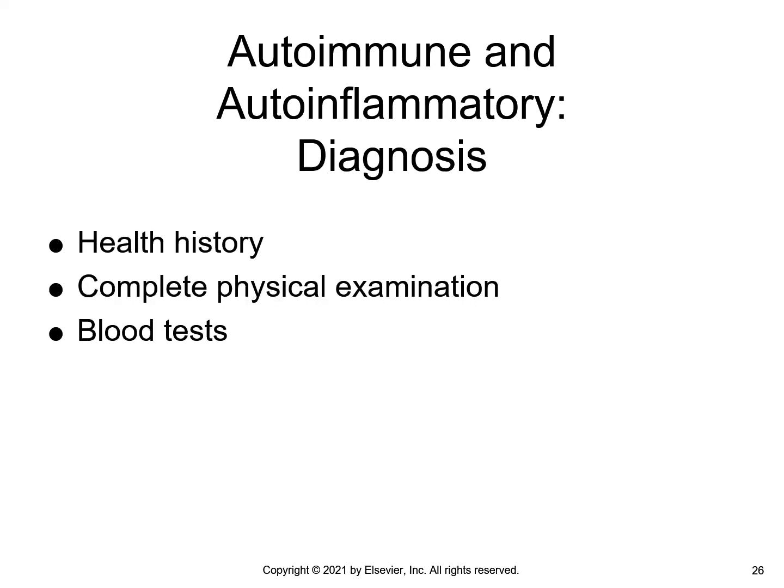Diagnosing autoimmune and autoinflammatory disorders can be difficult. A detailed health history and complete physical exam must be conducted. Symptoms may be vague and intermittent and may occur over a period of years. The most commonly occurring conditions consistent with the presenting symptoms are ruled out first. It is usually after other diseases are ruled out that more in-depth genetics and testing is accomplished.